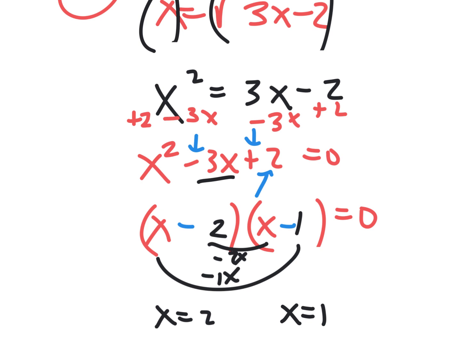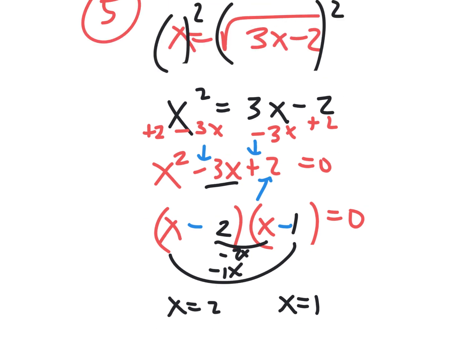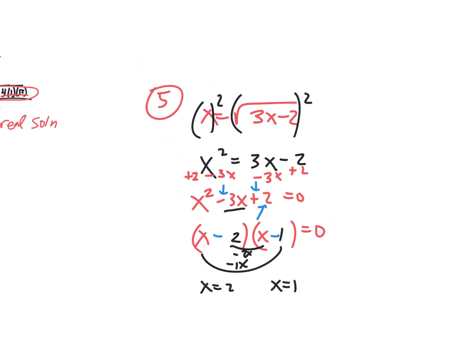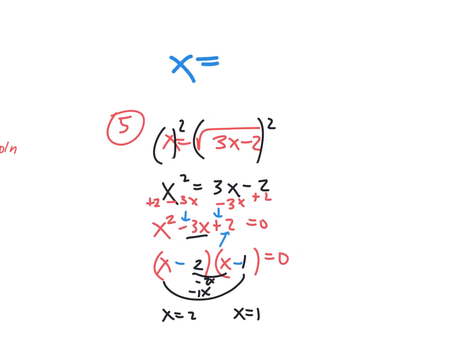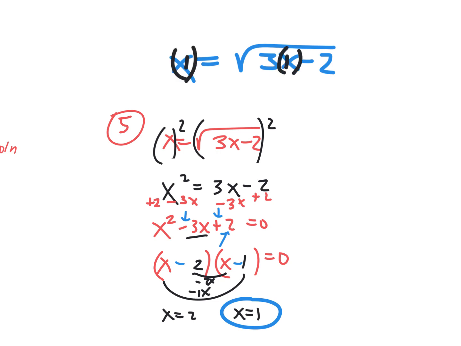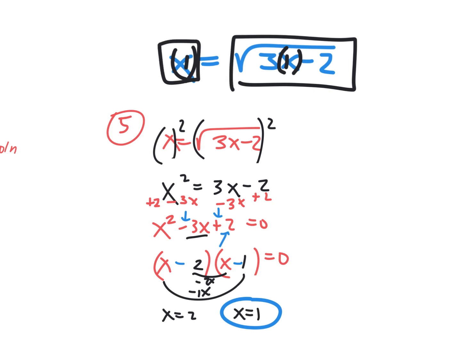Now, you remember me saying that there could be a scenario where these don't check out. When you go put them back in, they don't actually work. Well, let's find out if this one does. The original problem was x equals the square root of 3x minus 2. And if I put a 1 in there, for instance, right here and right here, this is the square root of 1, which is 1. So that one worked. Let's just try 2 real quick.